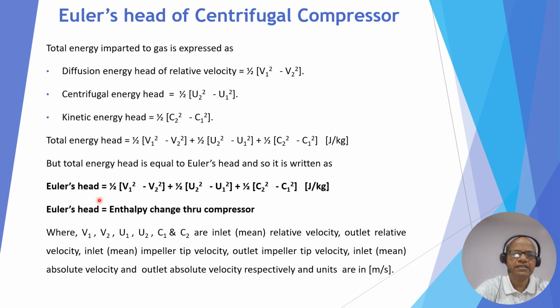So the Euler head we can write as half into V1 square minus V2 square plus half into U2 square minus U1 square plus half into C2 square minus C1 square, and Euler head is equal to the enthalpy change through the compressor, that is, the enthalpy rise, where V1, V2, U1, U2, C1, C2 are inlet mean relative velocity, outlet relative velocity, inlet mean impeller velocity, outlet impeller velocity, inlet mean absolute velocity, and outlet absolute velocity respectively. Units are in meters per second.